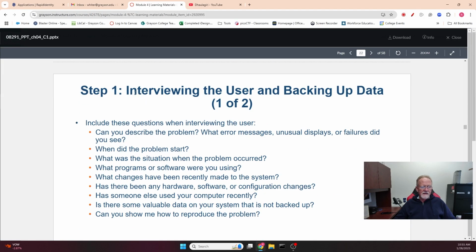Okay, now how to interview the user. This is the person whose computer has the problem. So ask them questions like these. Can you describe the problem? Error messages, unusual displays, what's going on, what actually happened? When did the problem start? Did it start this morning? Has it been going on for weeks? What was the situation when the problem occurred?